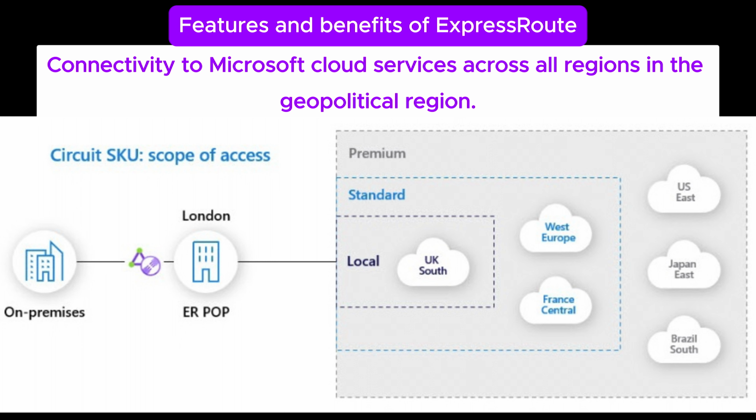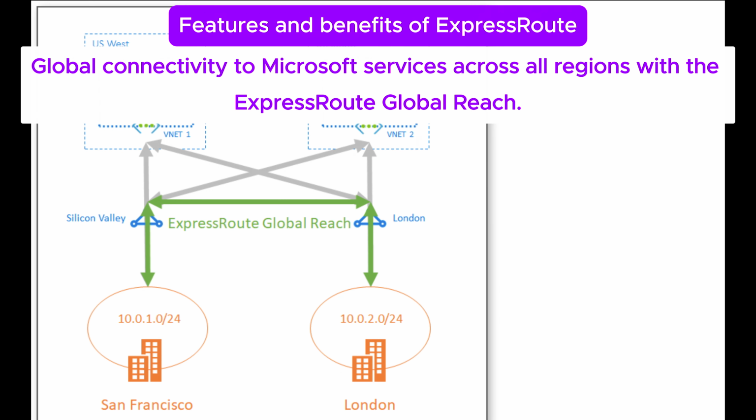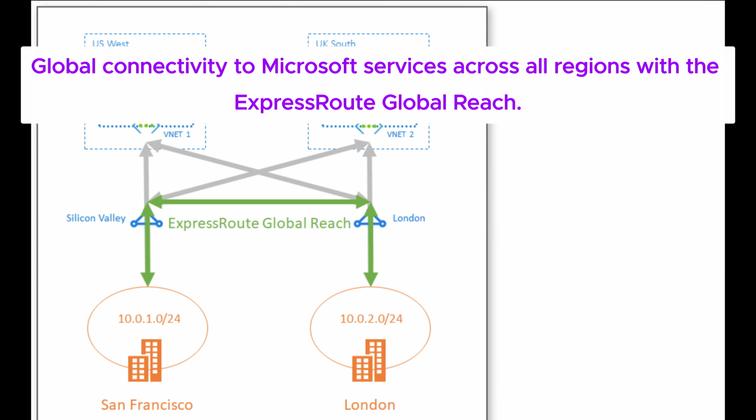all global Azure regions. As you can see in the diagram, with Local, with Standard, and with Premium, all these features are provided by ExpressRoute. So what is the next feature? The next feature is global connectivity to Microsoft services across all regions with ExpressRoute Global Reach.